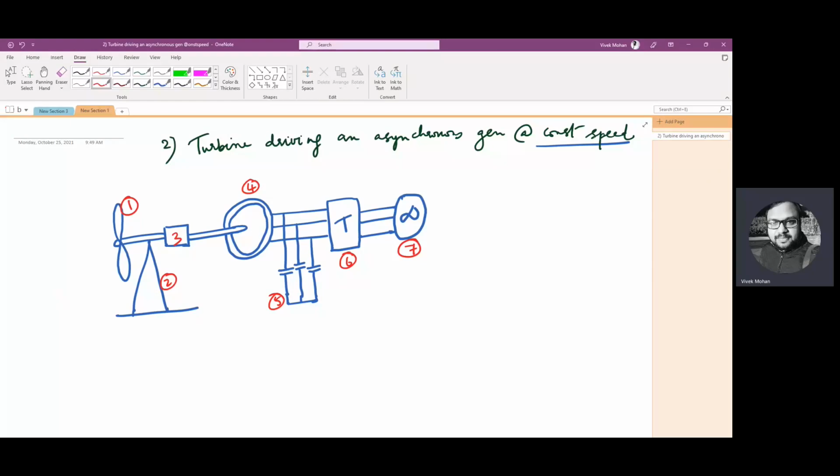Then the stator of the generator, here I'll mark like this, is connected to the power grid, which is number 7. The power grid of the electric utility company is connected by means of a step-up transformer, which is marked as 6 here. So the magnetic flux in the stator of the induction generator rotates at synchronous speed corresponding to the grid frequency.